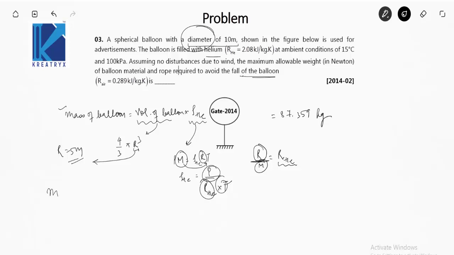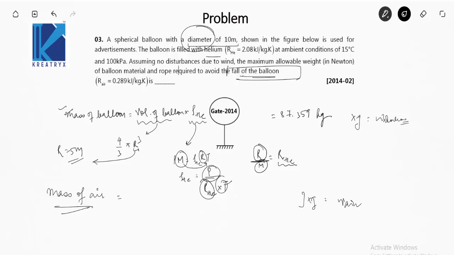Now next we have to find the mass of air. As I have already said, the maximum allowable weight of balloon and rope required to avoid the fall of the balloon will be equal to the net buoyancy force. The net buoyancy force is equal to the weight of air displaced minus the weight of the balloon. If we find the mass of the balloon and multiply it with g, we get the weight of the balloon, and if we find the mass of air and multiply it with g, we get the weight of air displaced.